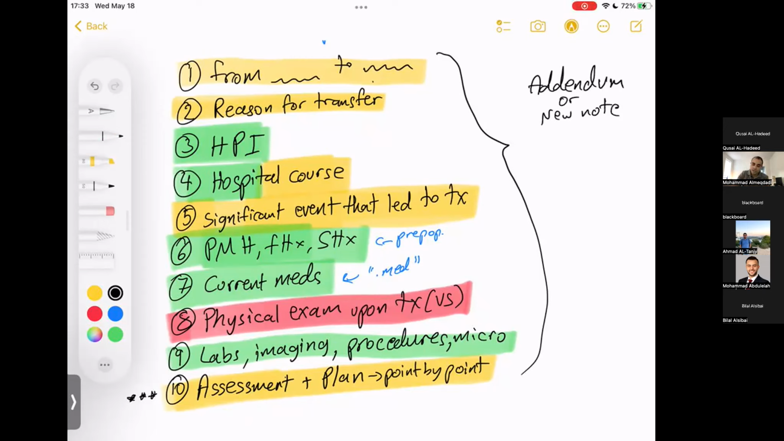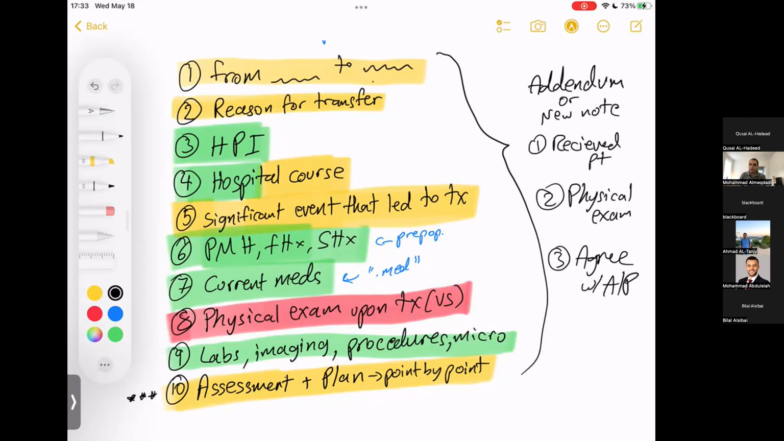And what you want to say is, number one, that you received the patient, right? And then number two, you're going to write your physical exam, including the vitals. And number three, you want to write, I agree with the assessment and plan that is outlined here. Or you disagree and you want to change things.